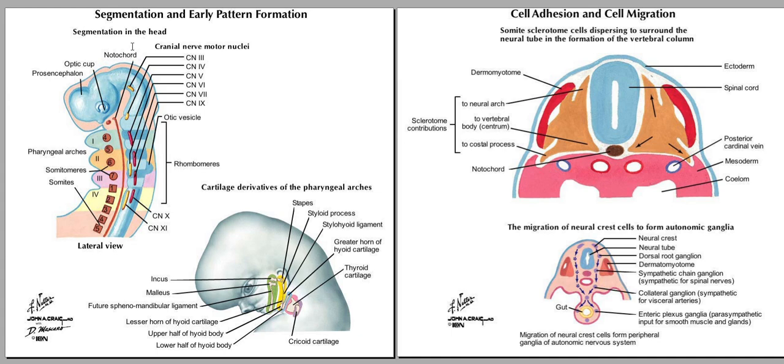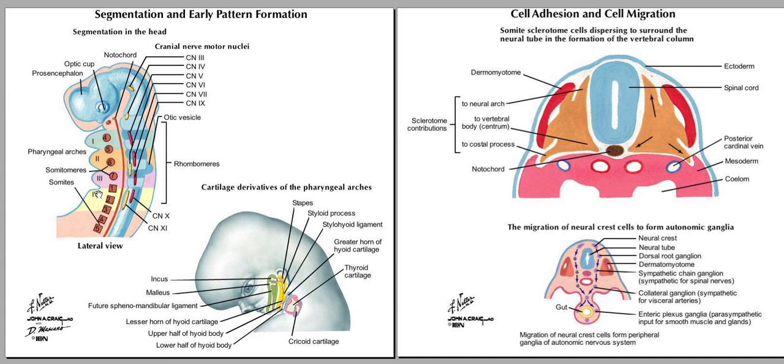Now let's look at the segmentation and early pattern formation. You have the prosencephalon over here, the optic cup, the notochord over here too. Cranial nerve 3, 4, cranial nerve 5, okay, 5 over here, then cranial nerve 6, 7, and then you have 9, 10, and 11. You follow that pattern. See the optic vesicle, and the whole of this part to here is the rhombomeres, to the pharyngeal arches.